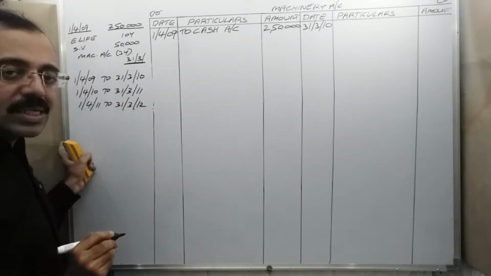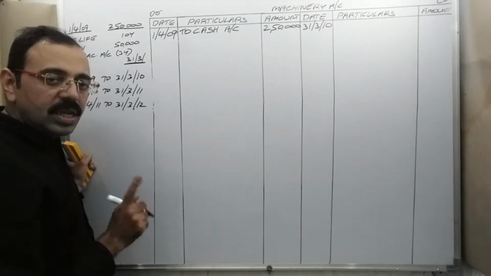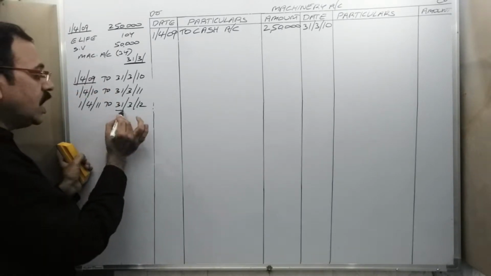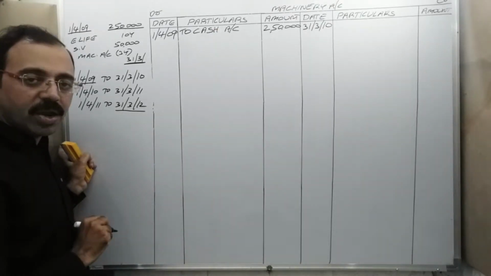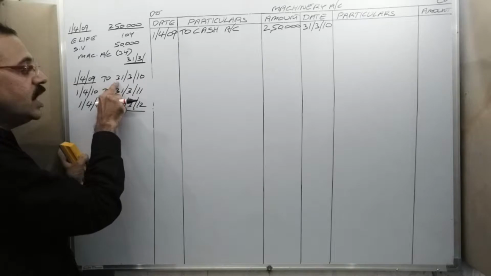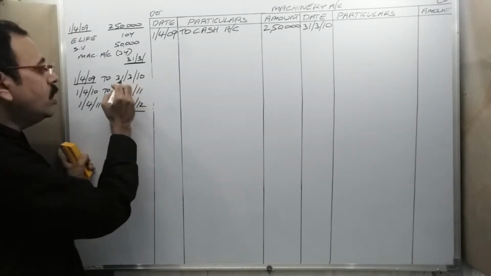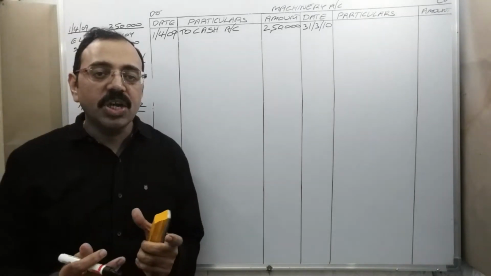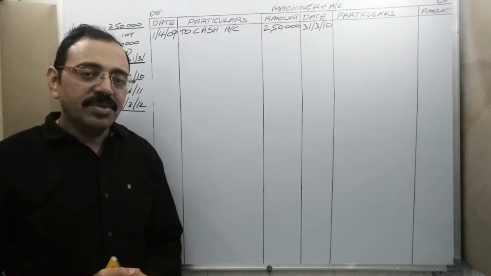In the question he is asking us to prepare machinery account for 3 years. 3 years means from 1st April 2009 to 31st March 2012. We have to show this machinery account. Now the first year's last date is 31st March 2010. Okay. On that day we have to provide depreciation on this asset. Okay. What is the entry for that?